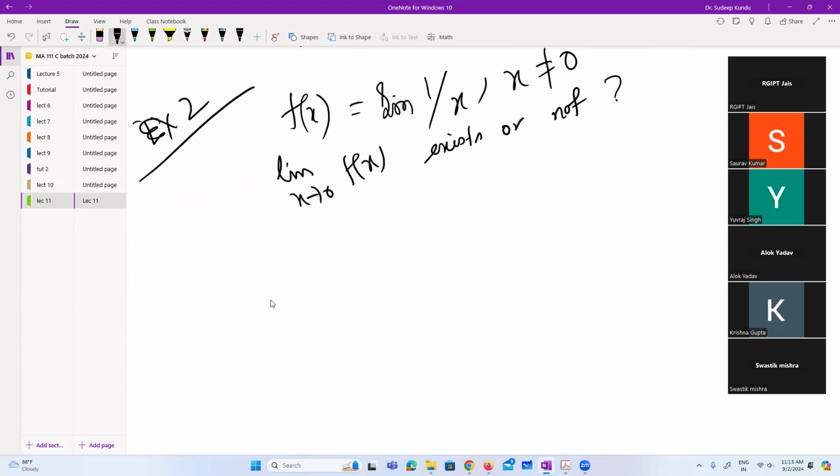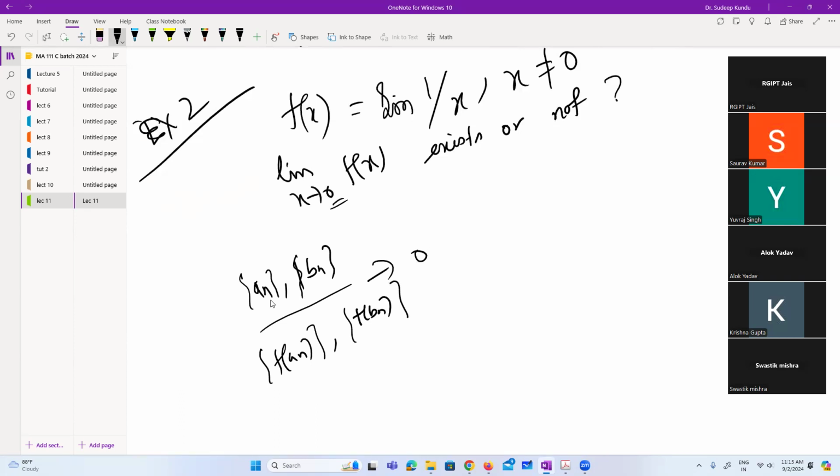So such that you have to choose an and bn, which converge to zero, but f of an and f of bn is divergent, which means they converge to different limits, not the same.